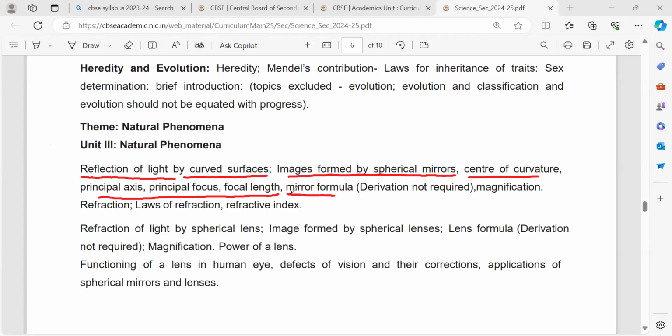Then we will do the mirror formula. Derivation is not there. Then magnification. Till here, we will complete it in our first video. So we start with reflection of light. You must have learned in the smaller grades about light reflection.